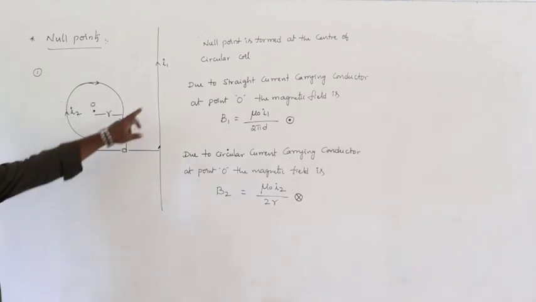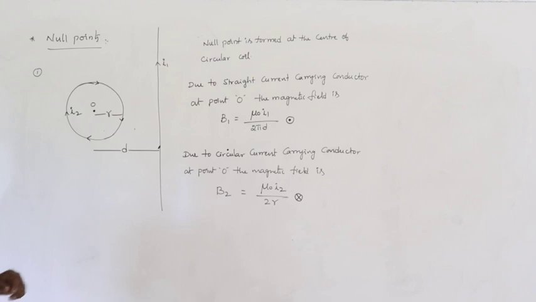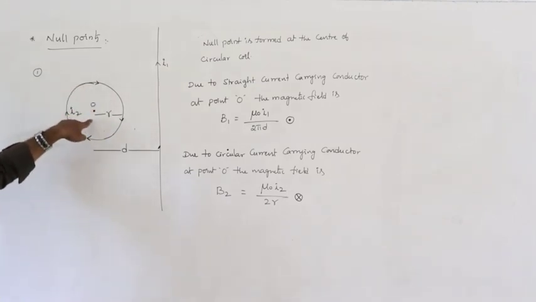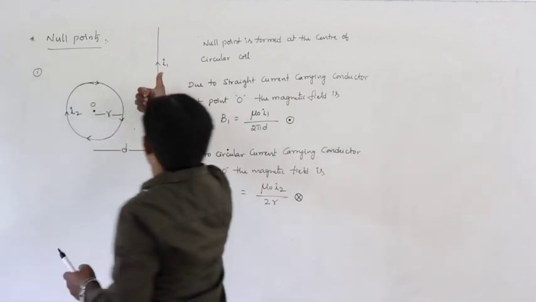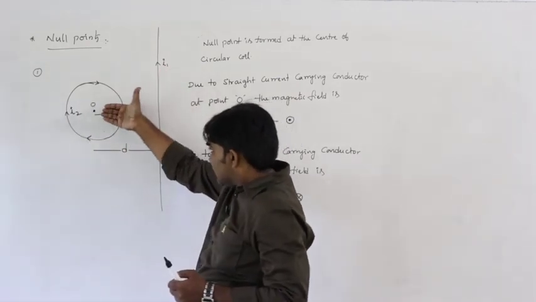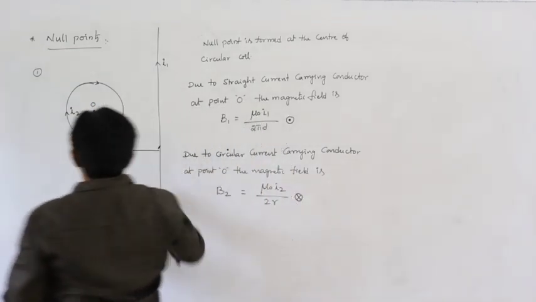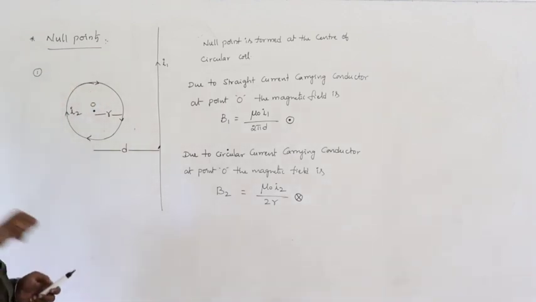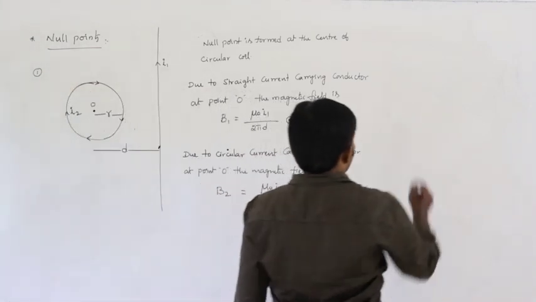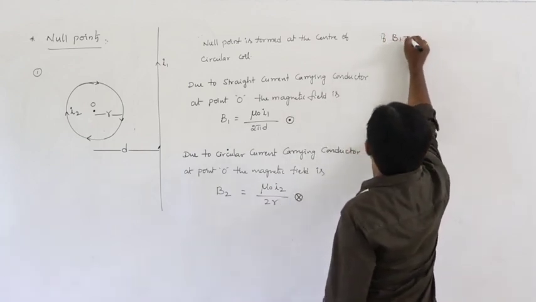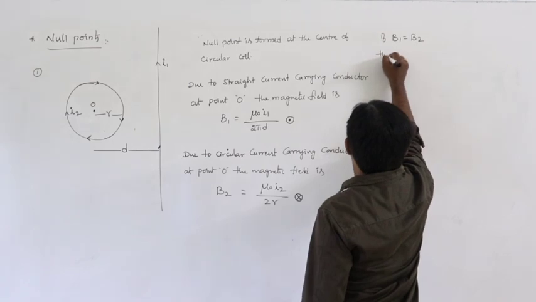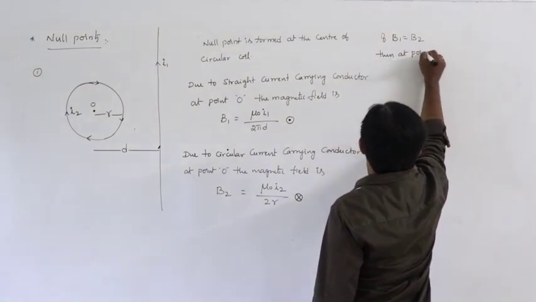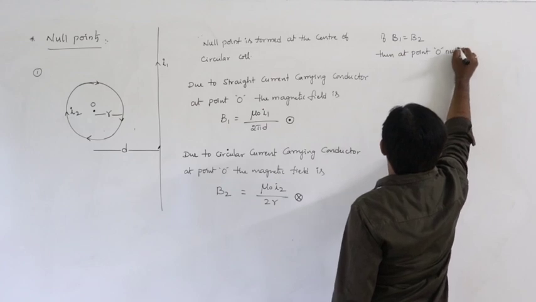So due to the straight conductor the direction of the magnetic field is outwards. Due to the circular current carrying coil, the direction of the magnetic field is inwards. Right? See here, this is the straight current carrying conductor, thumb indicates the current, curling of the fingers is outwards; for the circular coil, curling of the fingers indicates the direction of the current and the thumb indicates the direction of the magnetic field, that is inwards. If these two are equal, if B1 is equal to B2, then at point O, a null point exists.